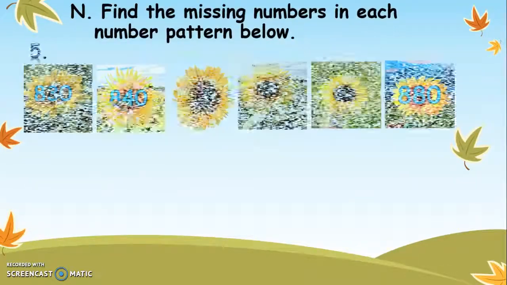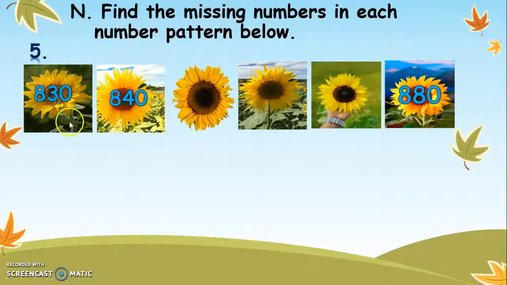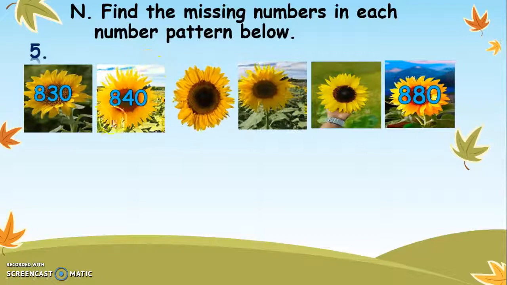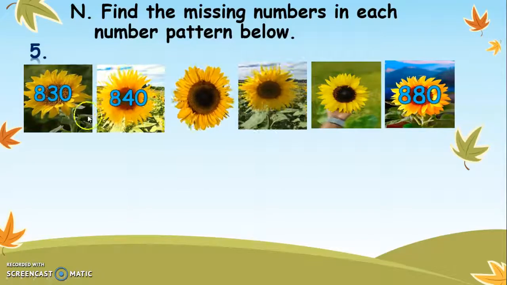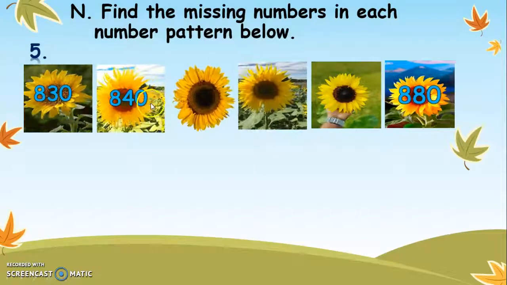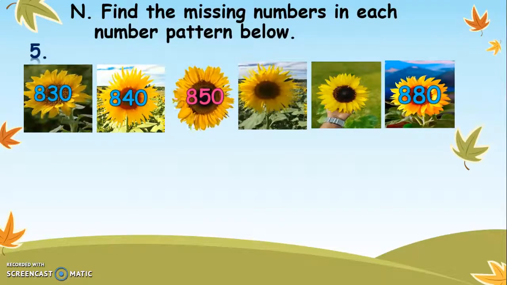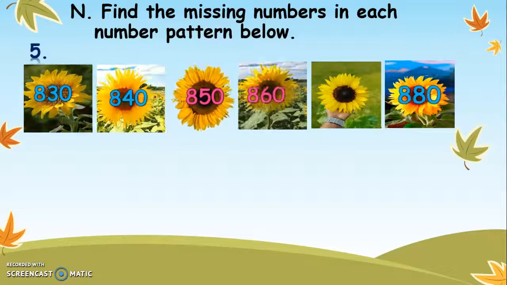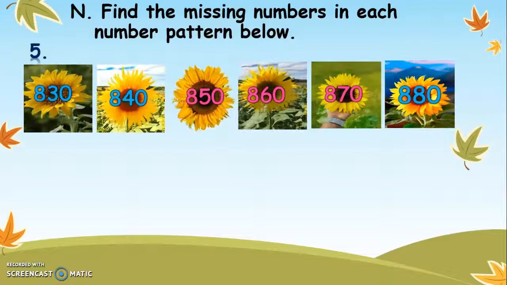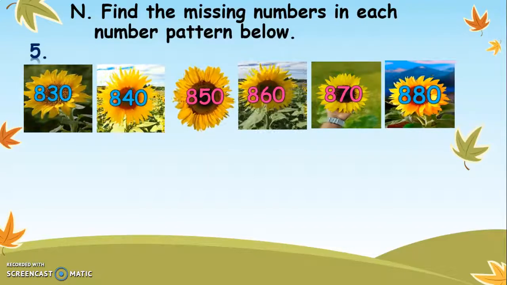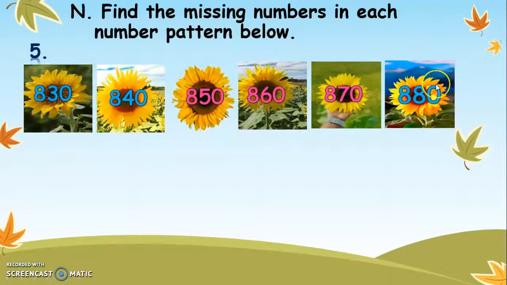Again, this is for number 5. So for number 5, starting with 830, 840, from here you can see that the numbers are increasing by tens, from 30 to 40. So the next number should be 850. Next one, 860. And the next one is 870, with the last number 880. Again, the number pattern used here is increasing by tens.